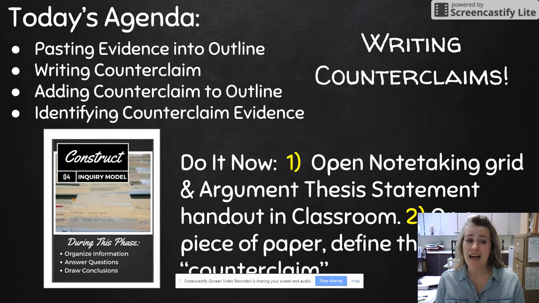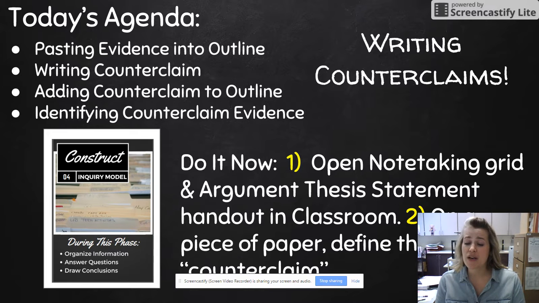We're going to be writing a counterclaim. You're going to be adding your counterclaim to your outline, and you're hopefully going to be identifying evidence you can use to support your counterclaim. And we're still in the construct phase because we are organizing our information and drawing conclusions.